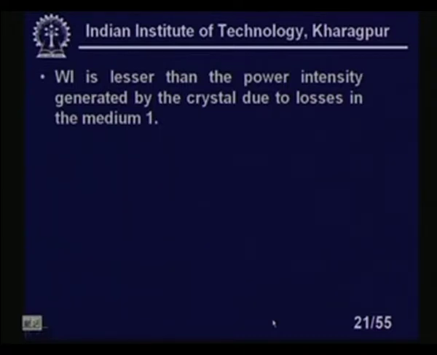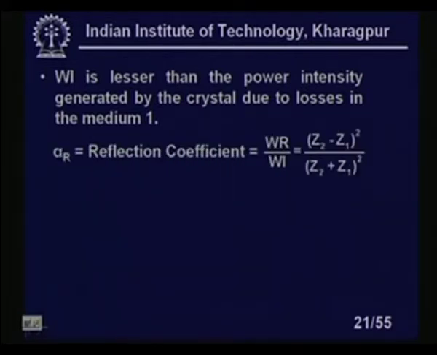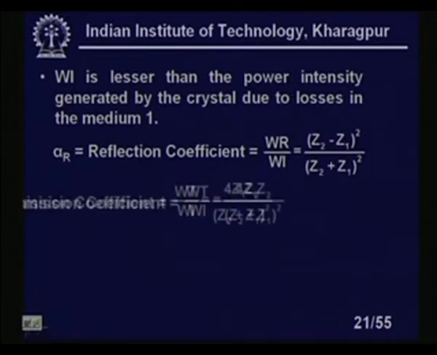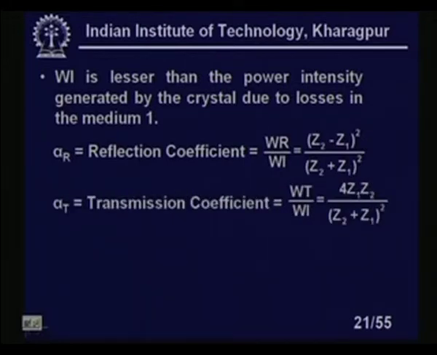Wi is lesser than the power intensity generated by the crystal due to losses in medium 1, right. Obviously, there will be some loss in medium 1. And alpha r is the reflection coefficient, which is given by Wr by Wi equal to Z2 minus Z1 whole square upon Z2 plus Z1 whole square. Alpha t is the transmission coefficient, Wt by Wi equal to 4 Z1 into Z2 upon Z2 plus Z1 whole square. And obviously, alpha r plus alpha t, the reflection and transmission coefficients, will add up to 1 if there is no absorption, right.